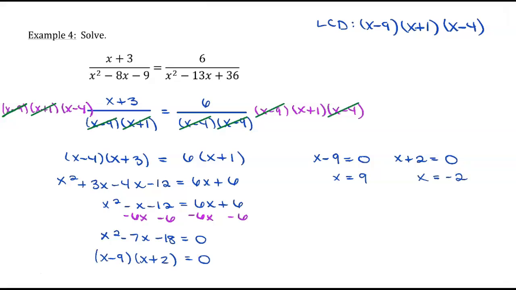Now let's double check our answers. Looking at our original equation, the denominator on the left side is equivalent to x minus 9 times x plus 1. And the denominator on the right side is equivalent to x minus 4 times x minus 9. If we were to substitute x equals 9, we would end up with a 0 in the denominator here and here. So x equal to 9 is not a solution. However, if we substitute negative 2 for x, we will not have a 0 in either denominator. So this equation has a single solution of negative 2. Let's go on to example 5.